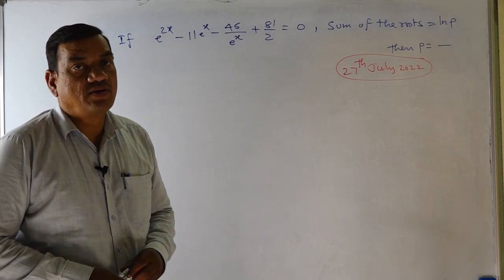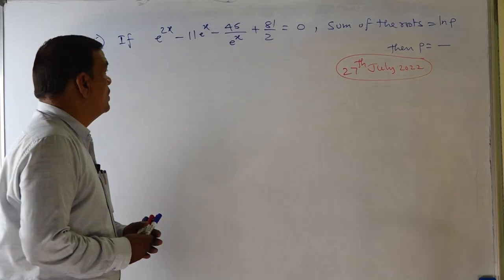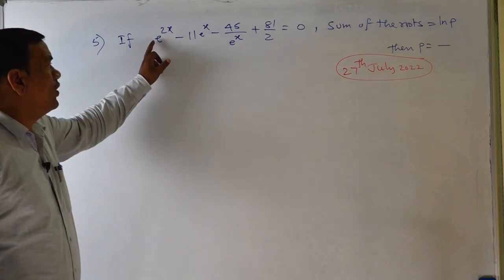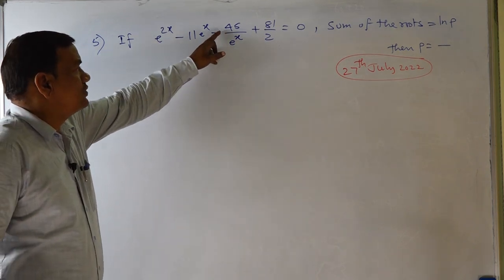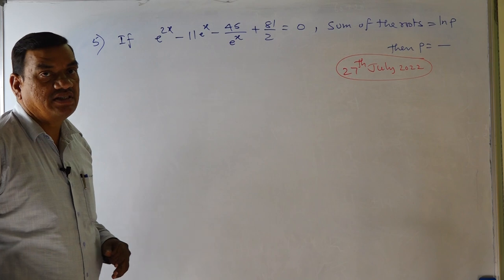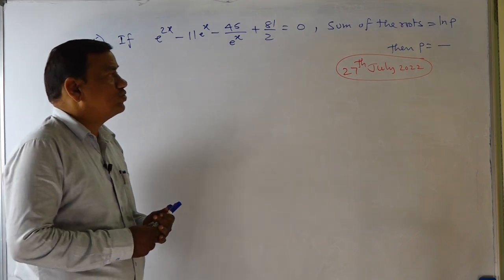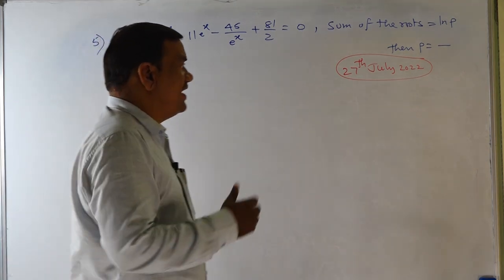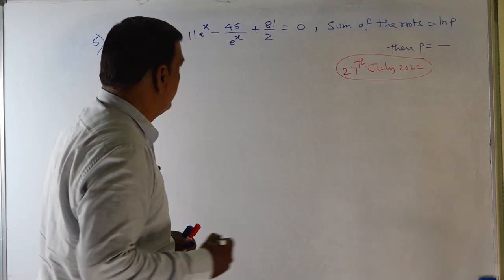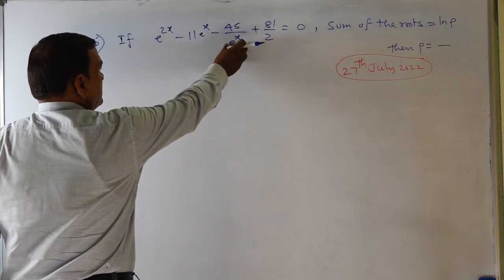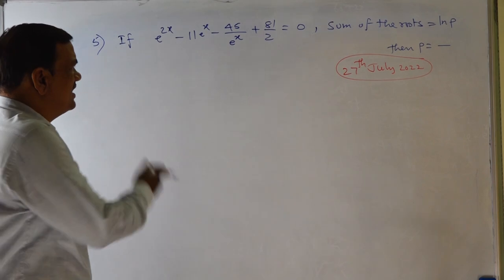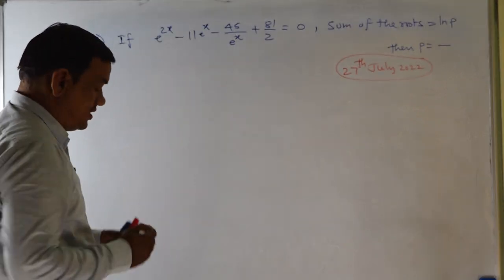Dear students, welcome to the next problem. So here the problem is e power 2x minus 11 e power x minus 45 upon e power x plus 81 by 2. Then the sum of the roots is equal to ln p. Then what is the value of p? Right. So it is given, first of all, upon e power x is there. Better you multiply first by e power x. Then we will see that.